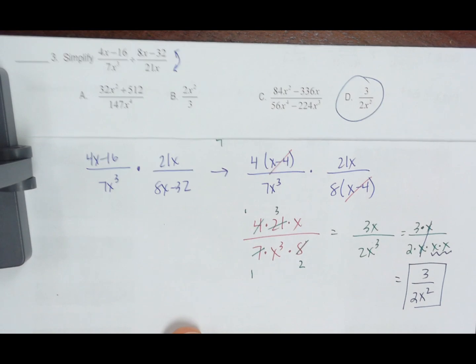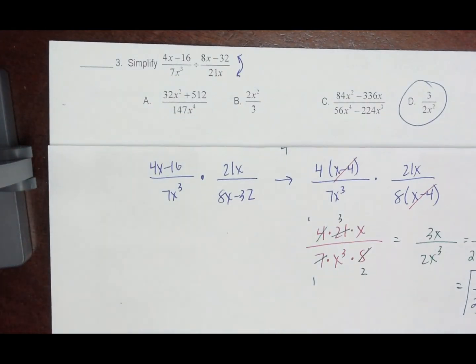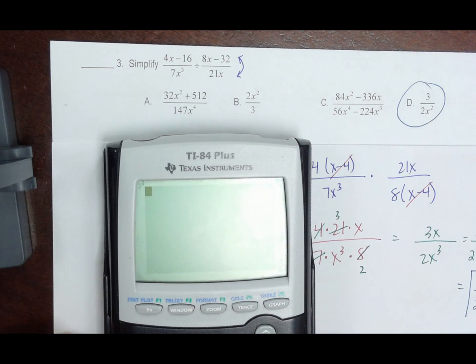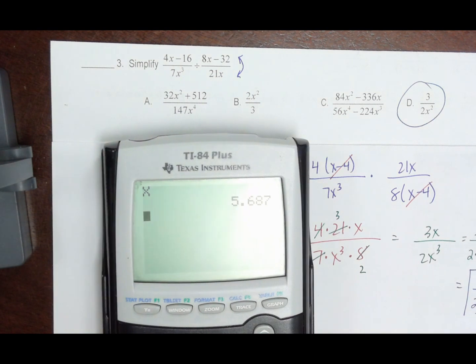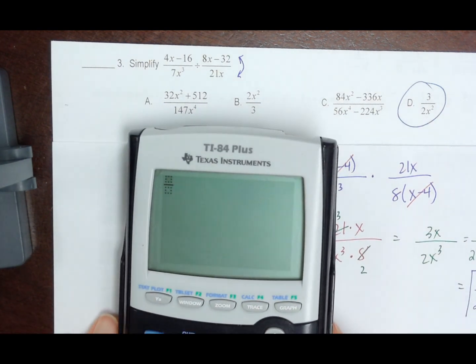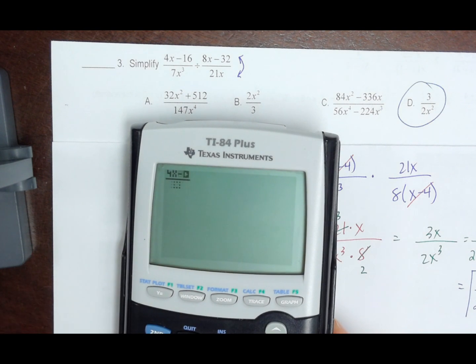And you can check this in your calculator as well. I'm going to make this look exactly like how it looks on paper, except the divisions button is going to look a little bit different. All right, so right now, x is that 5.687. All right, so I'm going to type in the first fraction. So 4x minus 16 over 7x to the third.